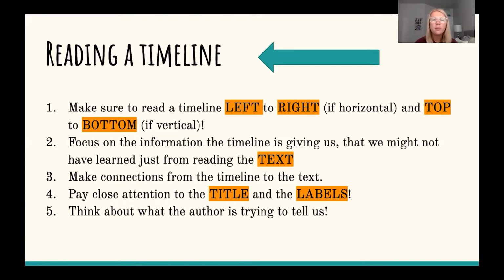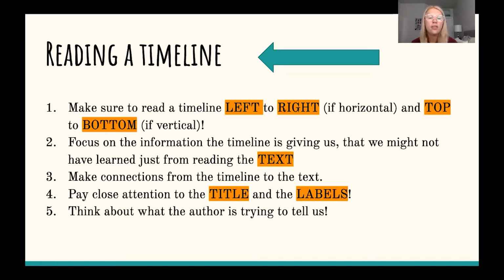Number 4, pay close attention to the title and the labels. So the title of the timeline is most likely going to let us know what the timeline is going to be about. And by paying attention to the labels, you are going to be able to understand what the important dates mean and what occurred on these dates.